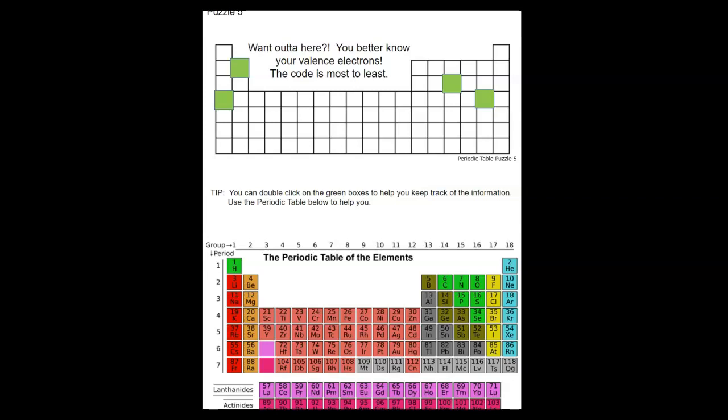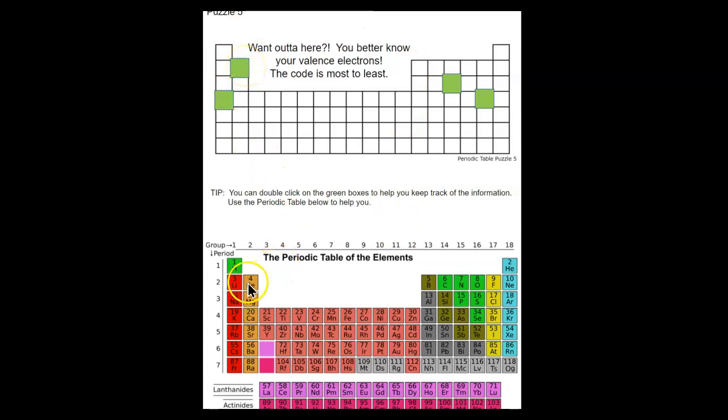Now this one, your valence electron. We have talked about valence shells before. The first valence shell can hold 2 electrons. The second and third valence shell can hold 8 electrons. So what it's asking you here is to determine the valence electron. So how many electrons are in the outer shell? So let's look at this one particularly.